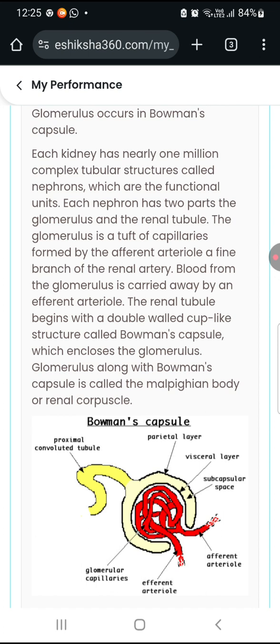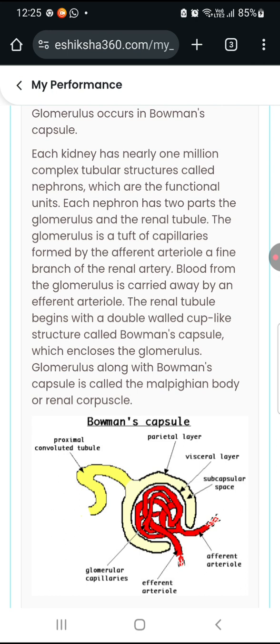Each nephron has two parts, the glomerulus and the renal tubule. The glomerulus is a tuft of capillaries formed by the afferent arteriole, a fine branch of the renal artery. Blood from the glomerulus is carried away by an efferent arteriole.